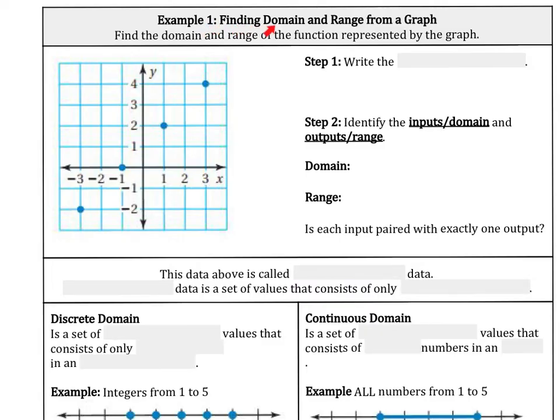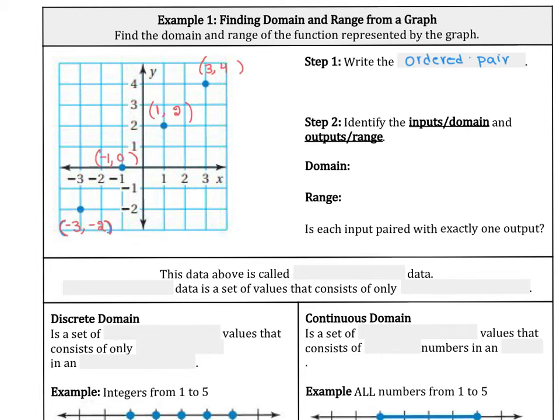Example number 1 is finding domain and range from a graph. So this is the graph that is given. You can see the 4 points on it, and from these points we are going to find out what the domains and what the ranges are. Domain means x value and range means y value. So it means that we have to find all the points first in coordinate form. So let's do that. First step is to write the points in ordered pairs. And then we are going to find the x values and y values.